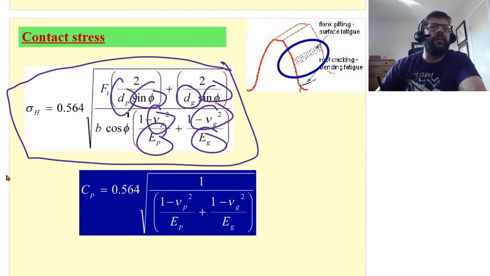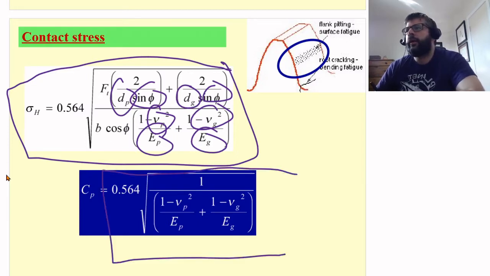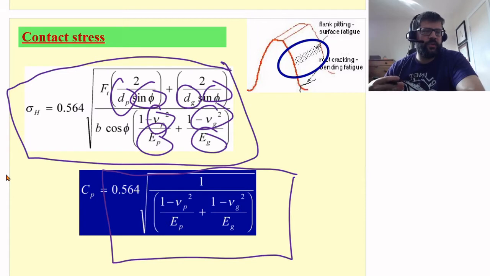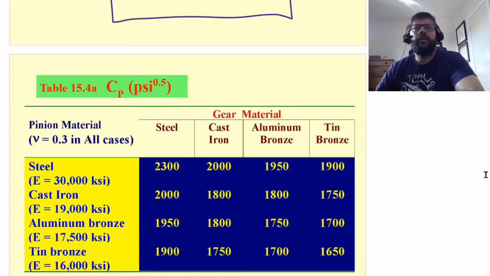But what they do here is they took a whole bunch of those terms, all these terms right here. Those are all functions of the material properties of the gear and the pinion. So essentially, what they did is, well, we have tables for that.